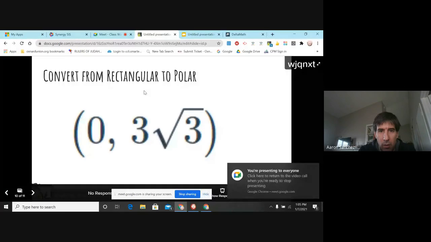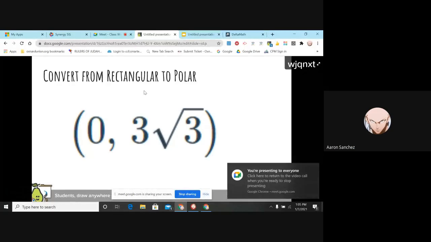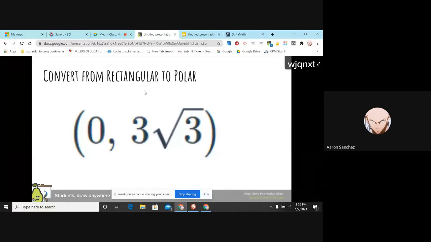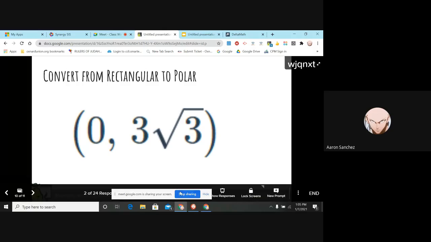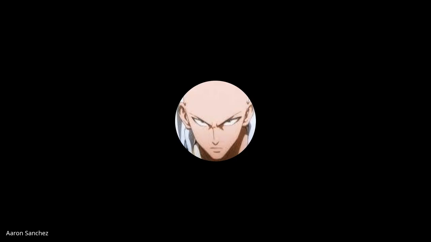Here's the next one. Rectangle. This one's a lot easier, if you draw the picture. So 0, comma 3 root 3. Go ahead and write that. That's in rectangular form. Go ahead and write it in polar form. Do it now. You got it. You guys are working on that.